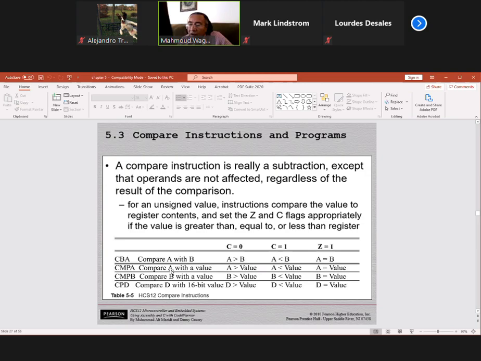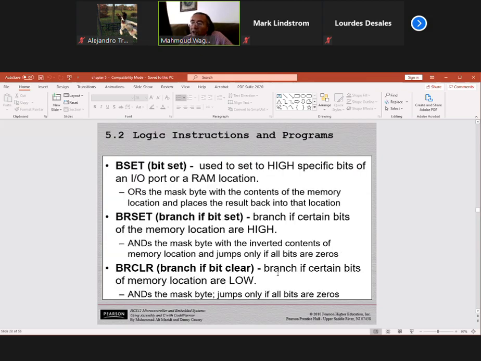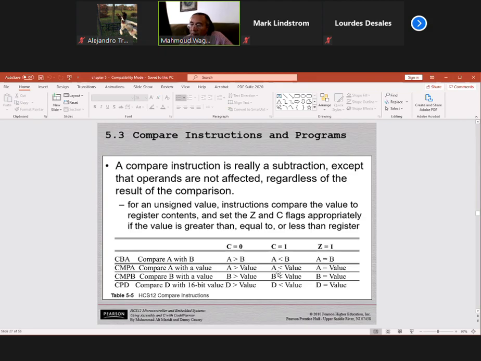Let's put it this way: comparing A with B, and A is less than B, so the C goes to 1. It's the C that matters, not the N, because we're dealing with unsigned numbers. We're not dealing with signed numbers. N will come into play when we deal with signed numbers, where the most significant bit has a meaning. But here, the numbers are unsigned, so the N doesn't come into play.